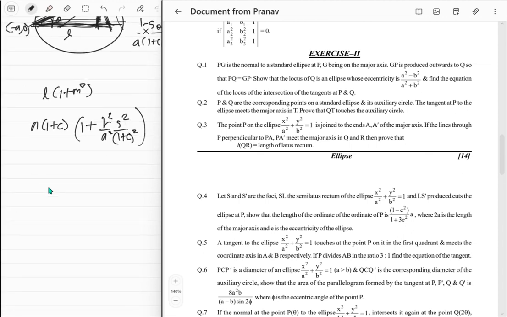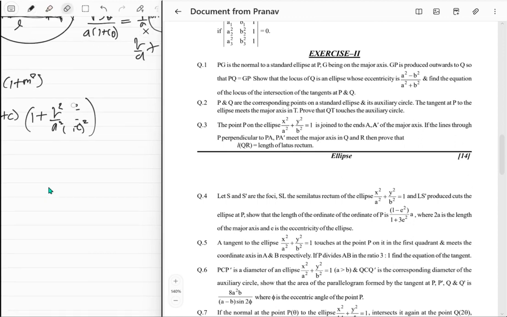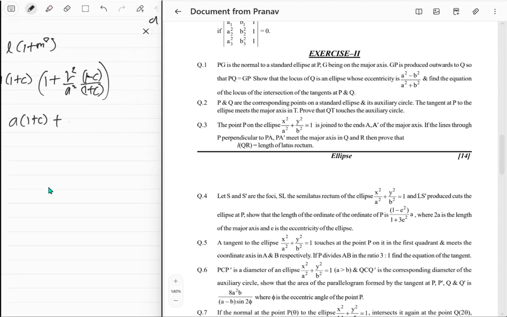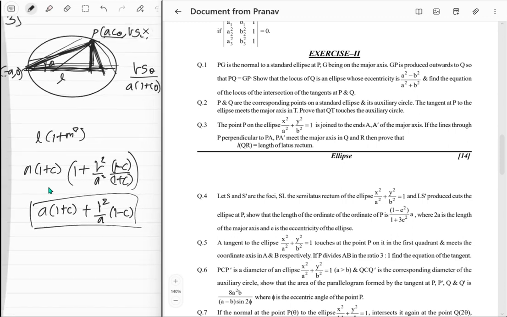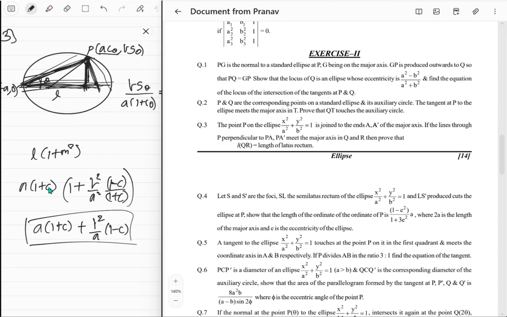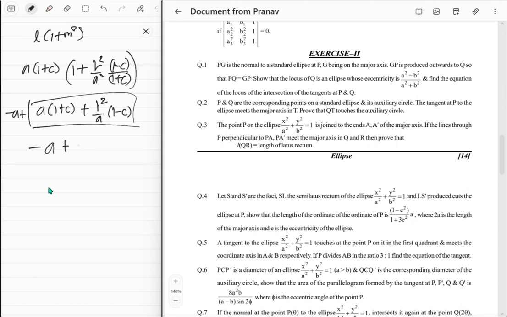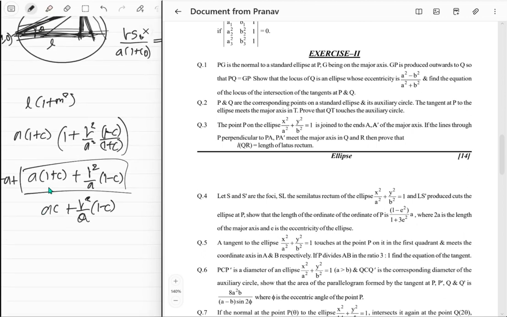Wait, isn't that just like 1 plus cosine theta times 1 minus cosine theta? So that's basically 1 minus cosine theta upon 1 plus cosine theta. Yeah, and then when you do this, it's going to be a times 1 plus cosine theta plus b squared upon a times 1 minus cosine theta. Cool. That's this thing. What we actually want is negative a plus this, right? That's going to be the x coordinate. Nice. So negative a plus a times, at this point just put it as a c, so ac plus b squared upon a, and then you got 1 minus c. There we go. You got this coordinate.